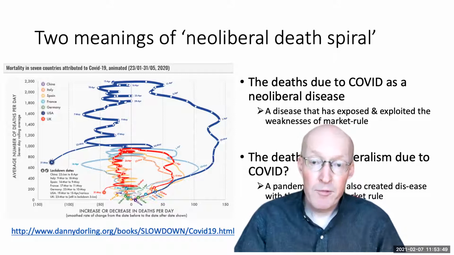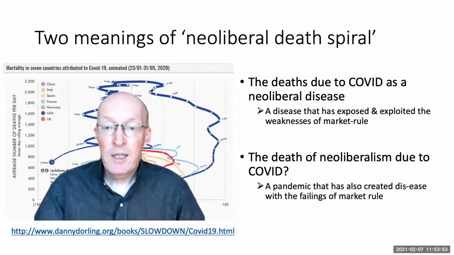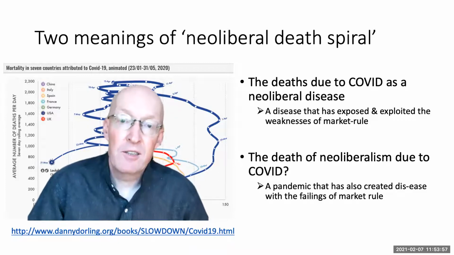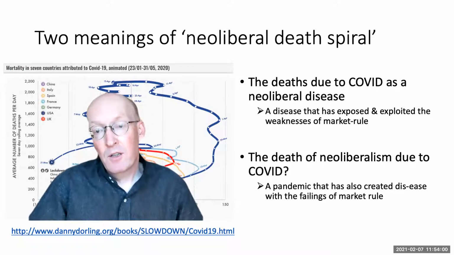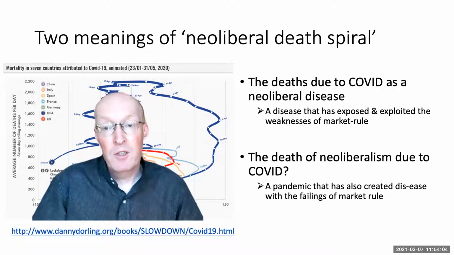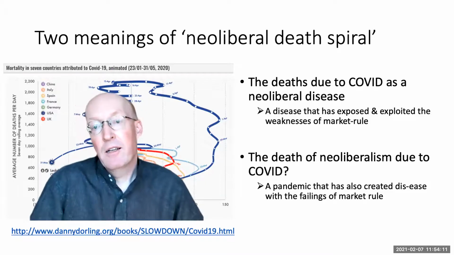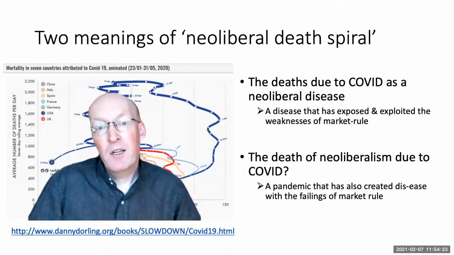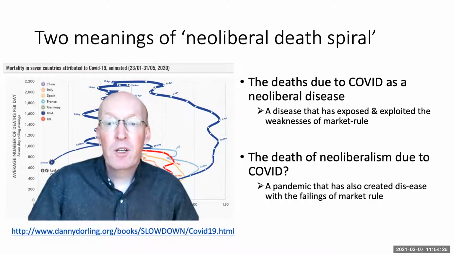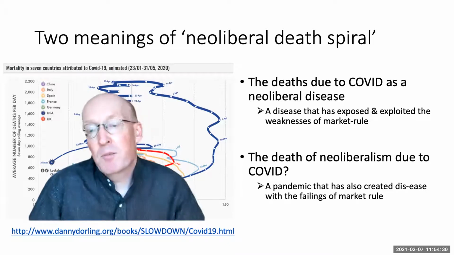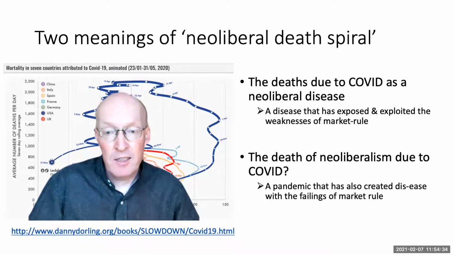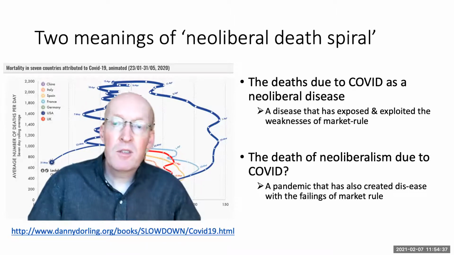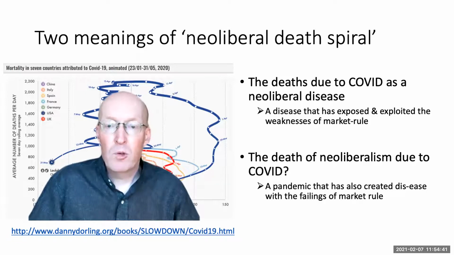I want to segue from this initial inspiration to two key interpretations of death spiral that I want to bring to this talk. The first I'm going to spend most of the time on, and that's the deaths due to COVID as a neoliberal disease. And I basically want to make an argument to you today that we can usefully conceptualize why COVID has been so devastating by looking closely at the way in which it has advanced co-pathogenically in and with neoliberalization processes and the outcomes of neoliberalism, in particular country contexts. In this way, COVID has at once exposed and exploited the weaknesses of market rule.